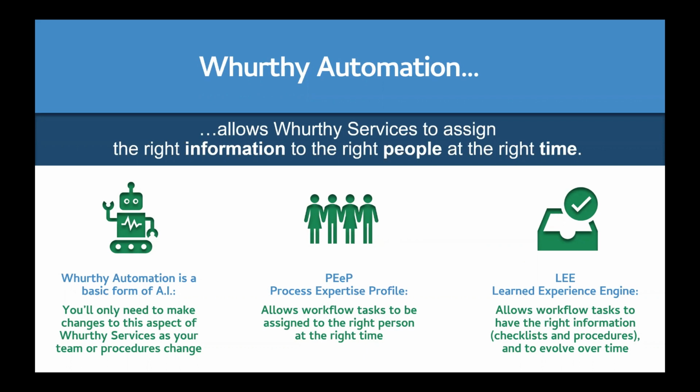The PEeP list, the Process Expertise Profile, allows workflow tasks to be assigned to the right person at the right time. If one of your team members changes, and they had responsibility for a task, then you can go into the PEeP list and change the team member or staff member that is assigned responsibility. For example, you may have one person who was serving as a concierge or receptionist, and then they move into another position, and then you replace them with another team member, and then you would go into the PEeP list to make that change. So we will look at that in the next part of the video.